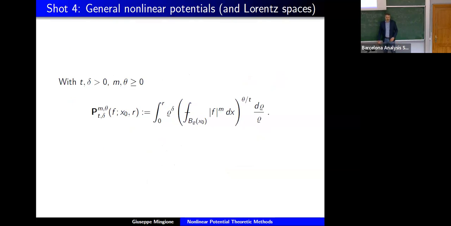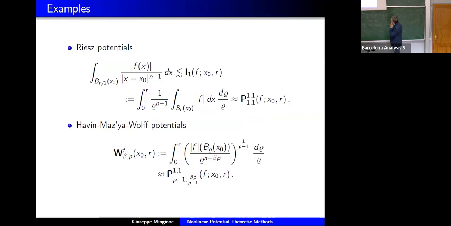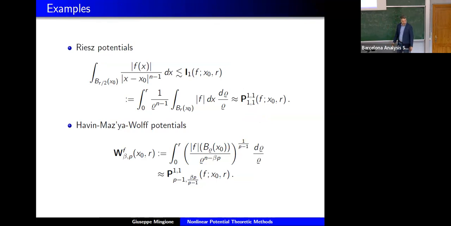It's a potential. One might wonder why I call it a potential. Call it as you like, an Easter egg, but it's a potential. You will see why. Now we are all looking puzzled. Why is this a potential? Because for this choice, this is the Riesz potential.